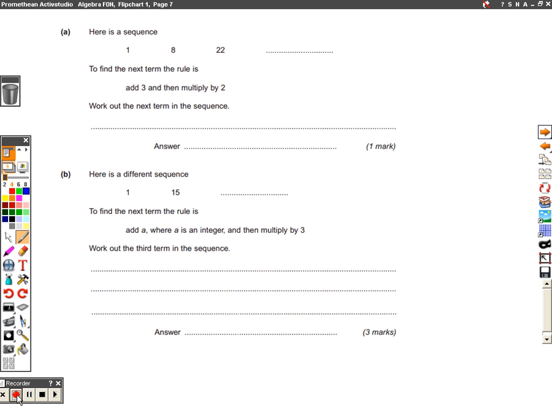Okay, here's a sequence. Now, it gives you the rule for continuing the sequence. Add 3 and multiply by 2. So you take 22, add 3, which gives you 25, and times it by 2 to give you an answer of 50.